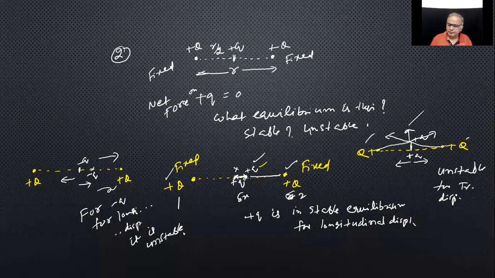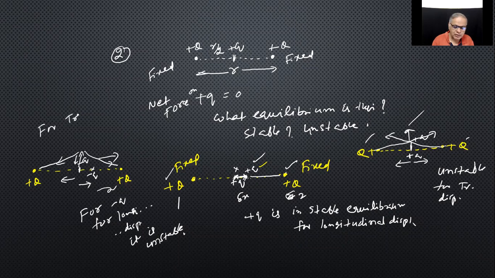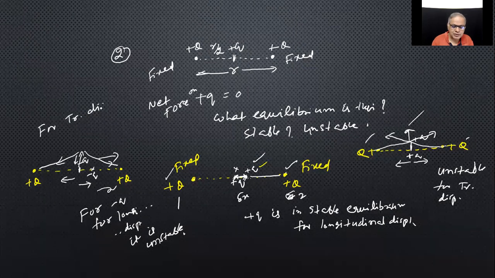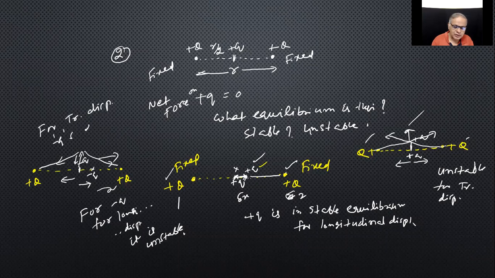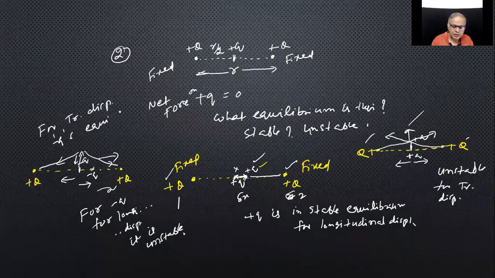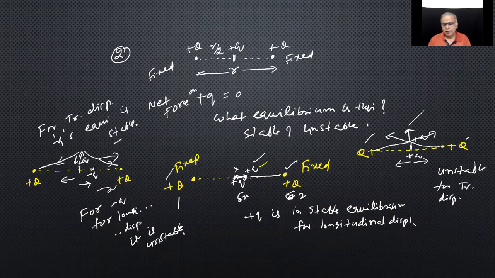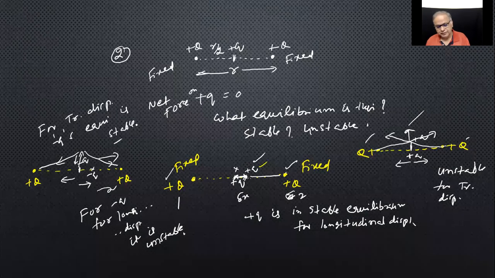But let me come to this minus q here. If I moved it slightly up like that, this would attract, it would come back like this. So for translational displacements, minus q's equilibrium is what? Stable. Whether you all followed.